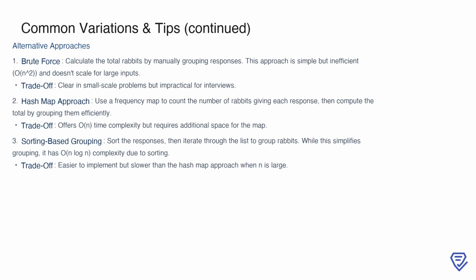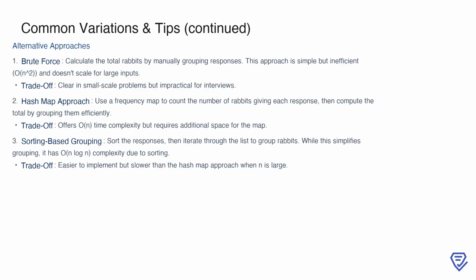There are several approaches you can take to solve this problem, each with its own trade-offs. The brute force approach involves manually grouping rabbits based on their responses. While this method is straightforward and may work for small inputs, it has a time complexity of n squared, making it impractical for larger datasets or interviews. A more efficient method is the hash map approach. Here, you use a frequency map to count how many rabbits give each response, and then compute the total by grouping them efficiently. This method achieves O(n) time complexity, but it does require additional space to store the map.